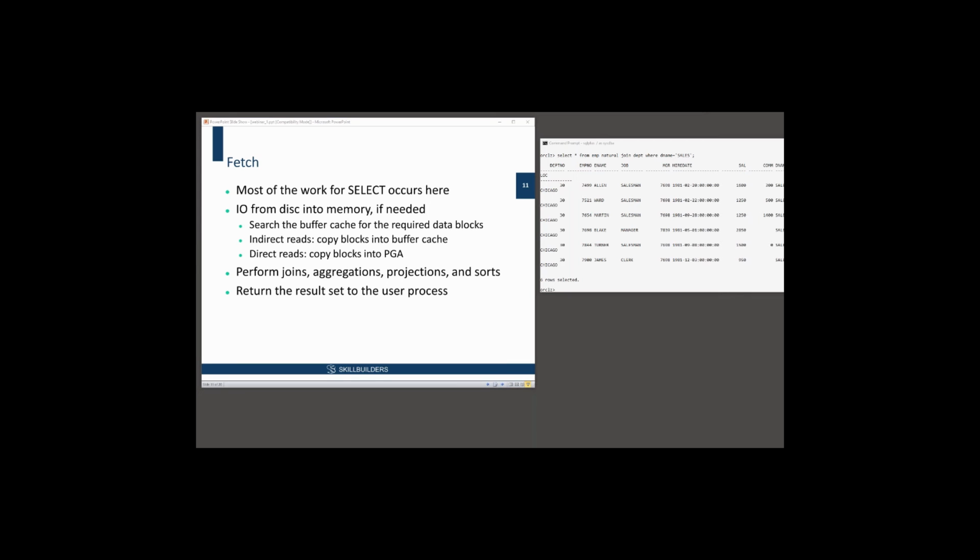Excellent. So a direct read, yes, excellent. PGA is private. It's per user. So a direct read is sometimes called a selfish read. Make a note of that. Direct read sometimes is known as a selfish read. So the buffer cache, indirect read, we all share that. Thank you very much. Back to you, John.